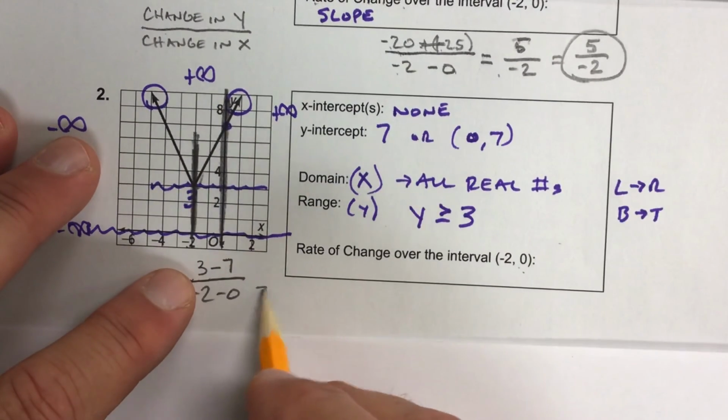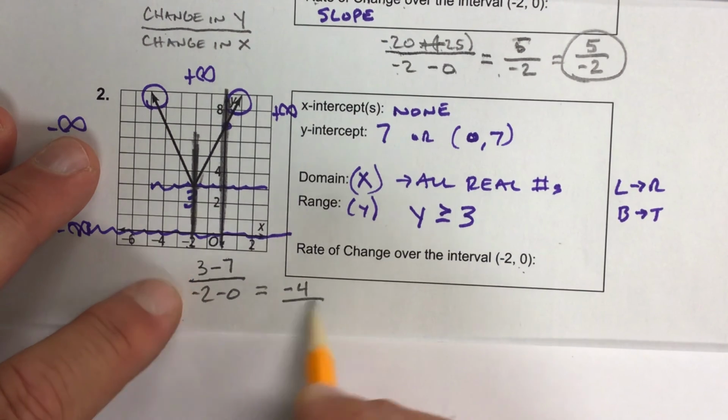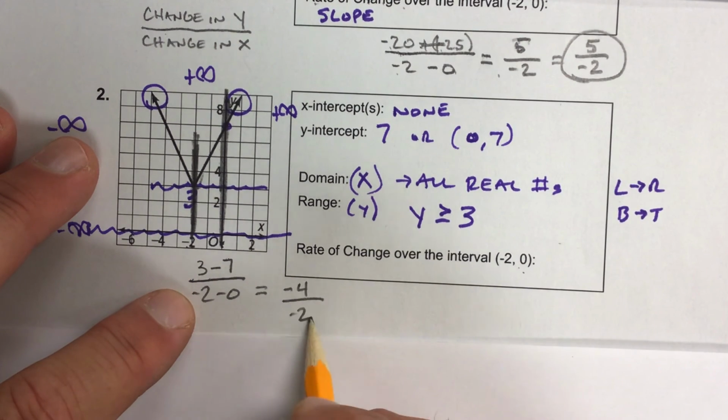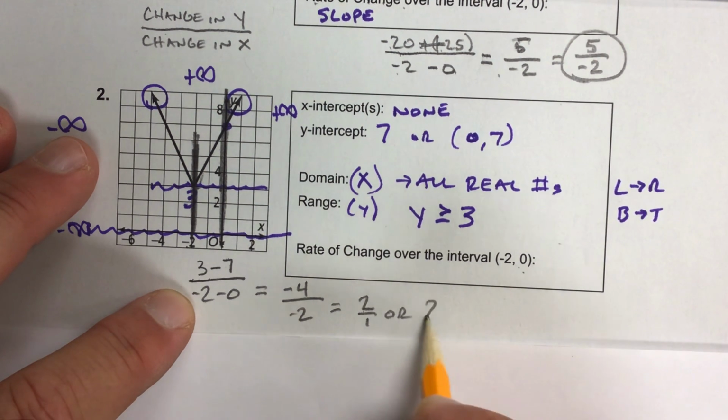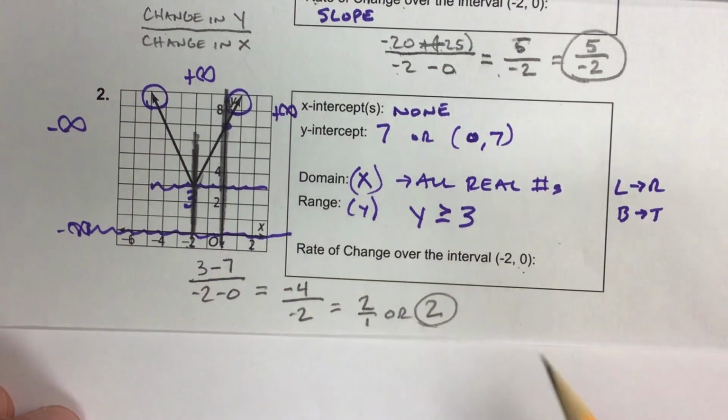So 3 minus 7 is -4. -2 minus 0 is -2. -4 divided by -2 is a +2. So the slope is 2 over 1 or 2. That's the rate of change.